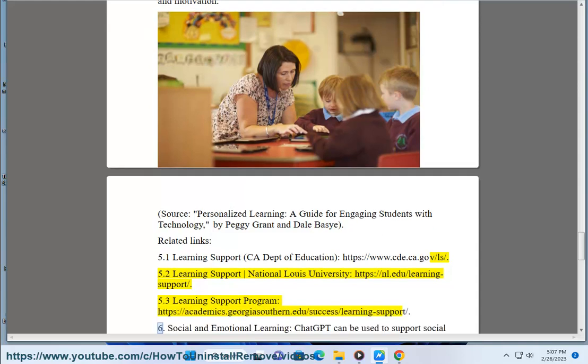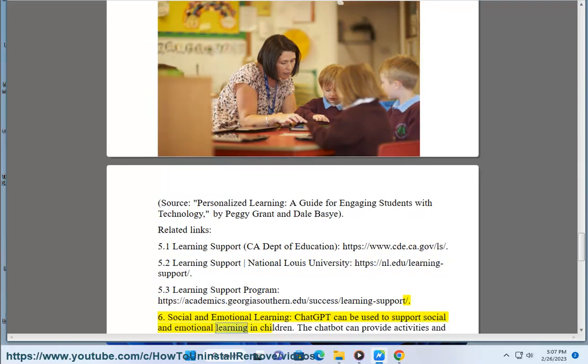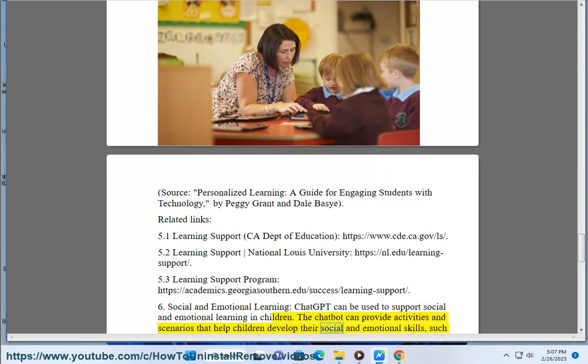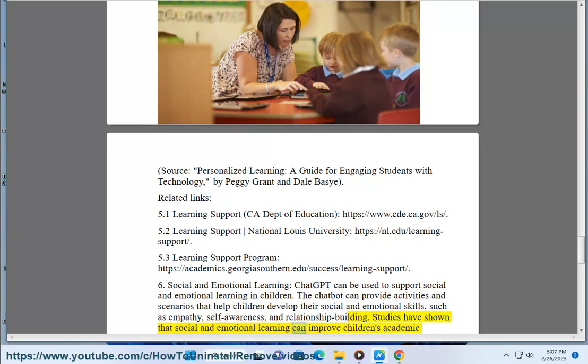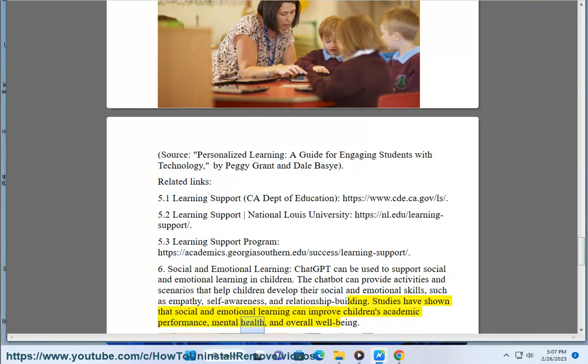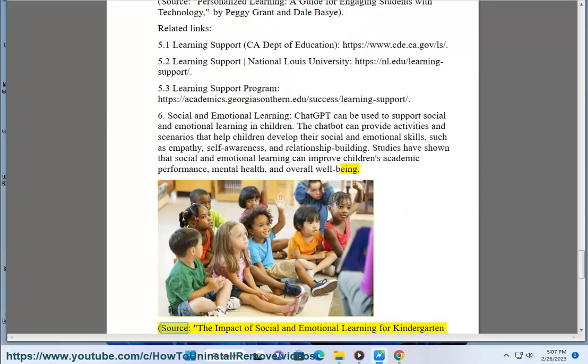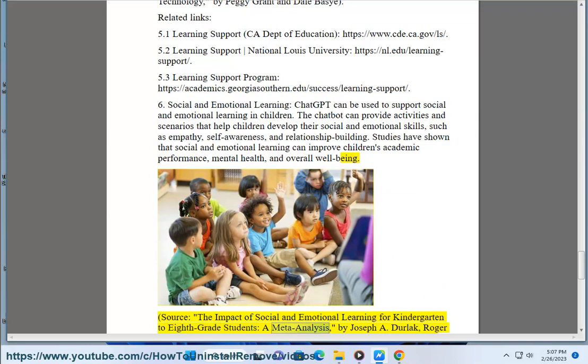6. Social and emotional learning. ChatGPT can be used to support social and emotional learning in children. The chatbot can provide activities and scenarios that help children develop their social and emotional skills, such as empathy, self-awareness, and relationship building. Studies have shown that social and emotional learning can improve children's academic performance, mental health, and overall well-being.